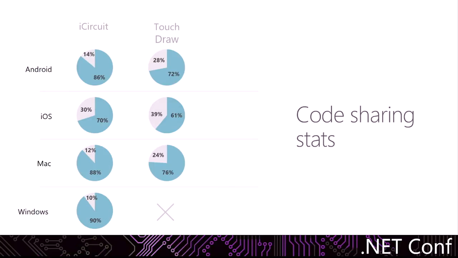Now, like I said, on average, developers share around 70% of code, and you're seeing some popular applications like iCircuit from my good friend Frank Kruger, who I do the podcast with, actually. And he shares anywhere between 70% on iOS all the way up to 90% of code on Windows for his applications. And these are in the native user interfaces, so he's building the UI 3 or 4 different times.